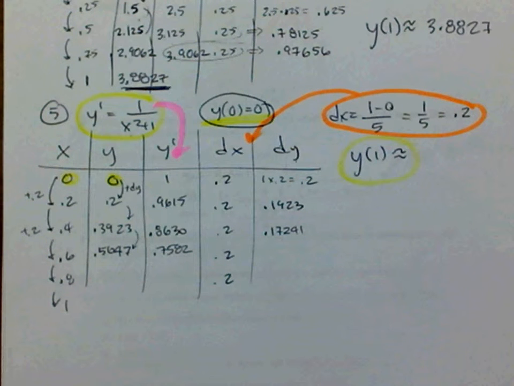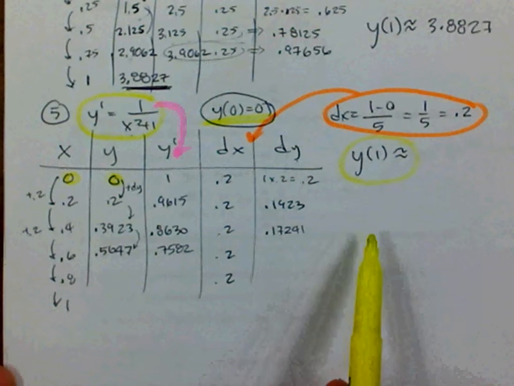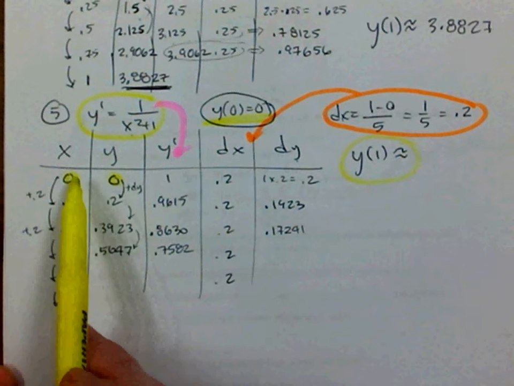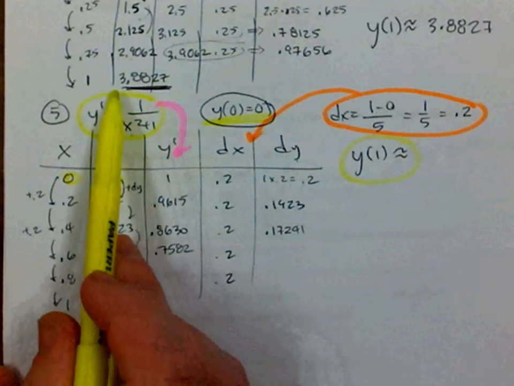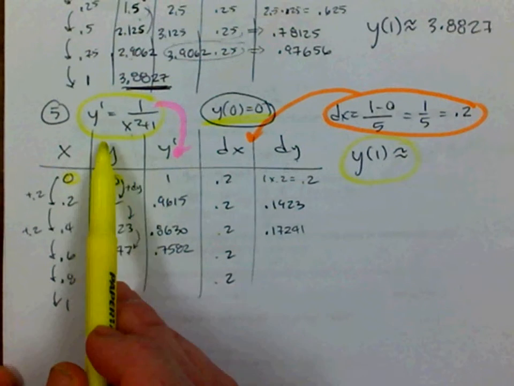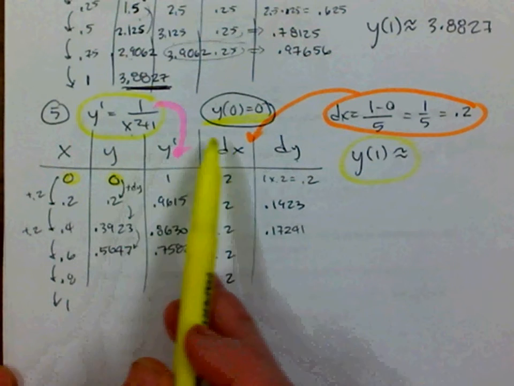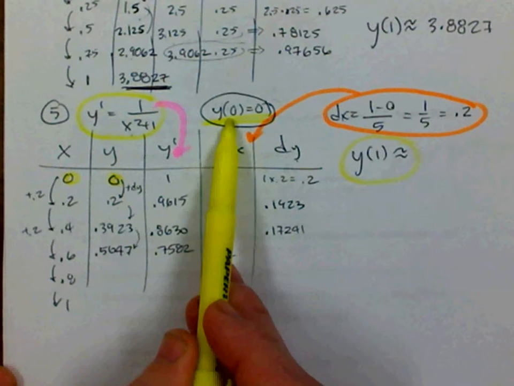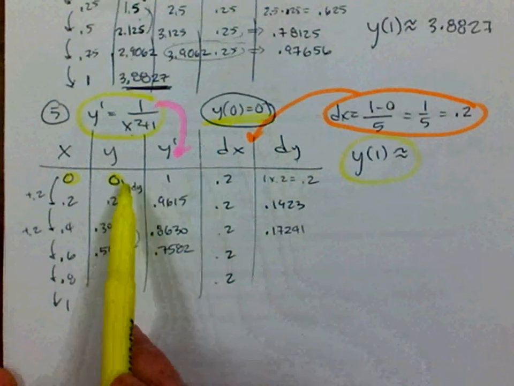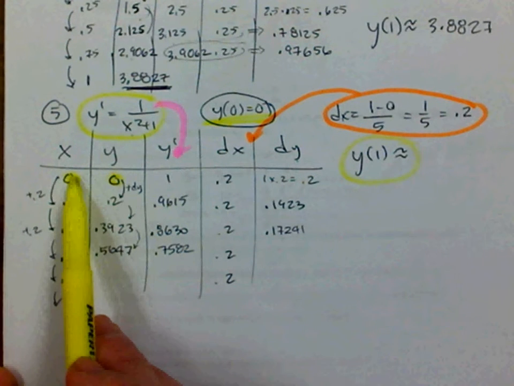This is a continuation of notes 14.3. We had problem number 5 that we're working on, and let's show you where we got what we have right now. The differential equation y prime was given to us. Y prime is the reciprocal of x squared plus 1. We were given the initial conditions x equals 0, y equals 0. That's shown in our table here.